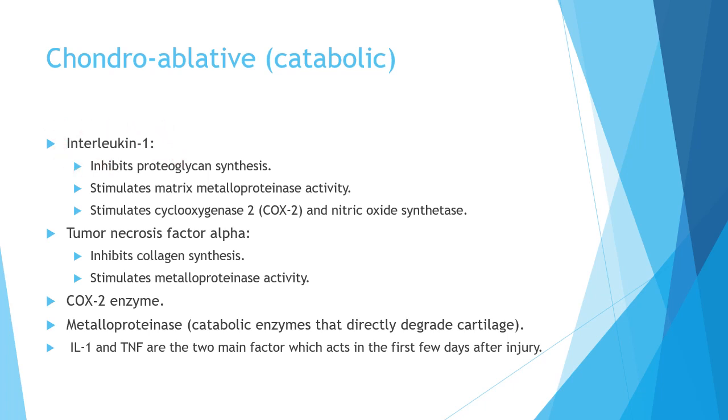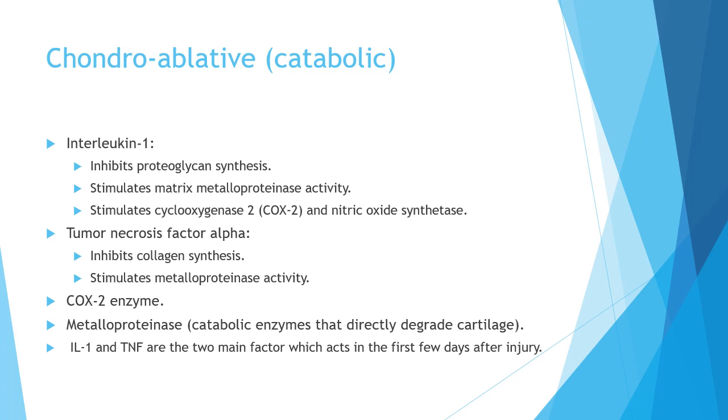Interleukin-1 acts by stimulating the metalloproteinase activity and cyclooxygenase. As we're going to discuss, these enzymes degrade the cartilage. It also inhibits proteoglycan synthesis. Same thing for tumor necrosis factor. It stimulates the metalloproteinase and it directly inhibits collagen synthesis. COX-2 enzyme and the metalloproteinase, as we said, these enzymes are catabolic and they cause direct degradation of the cartilage. And interleukin-1 and tumor necrosis factor, which stimulate the metalloproteinase, stimulate the cyclooxygenase and nitric oxide synthetase.